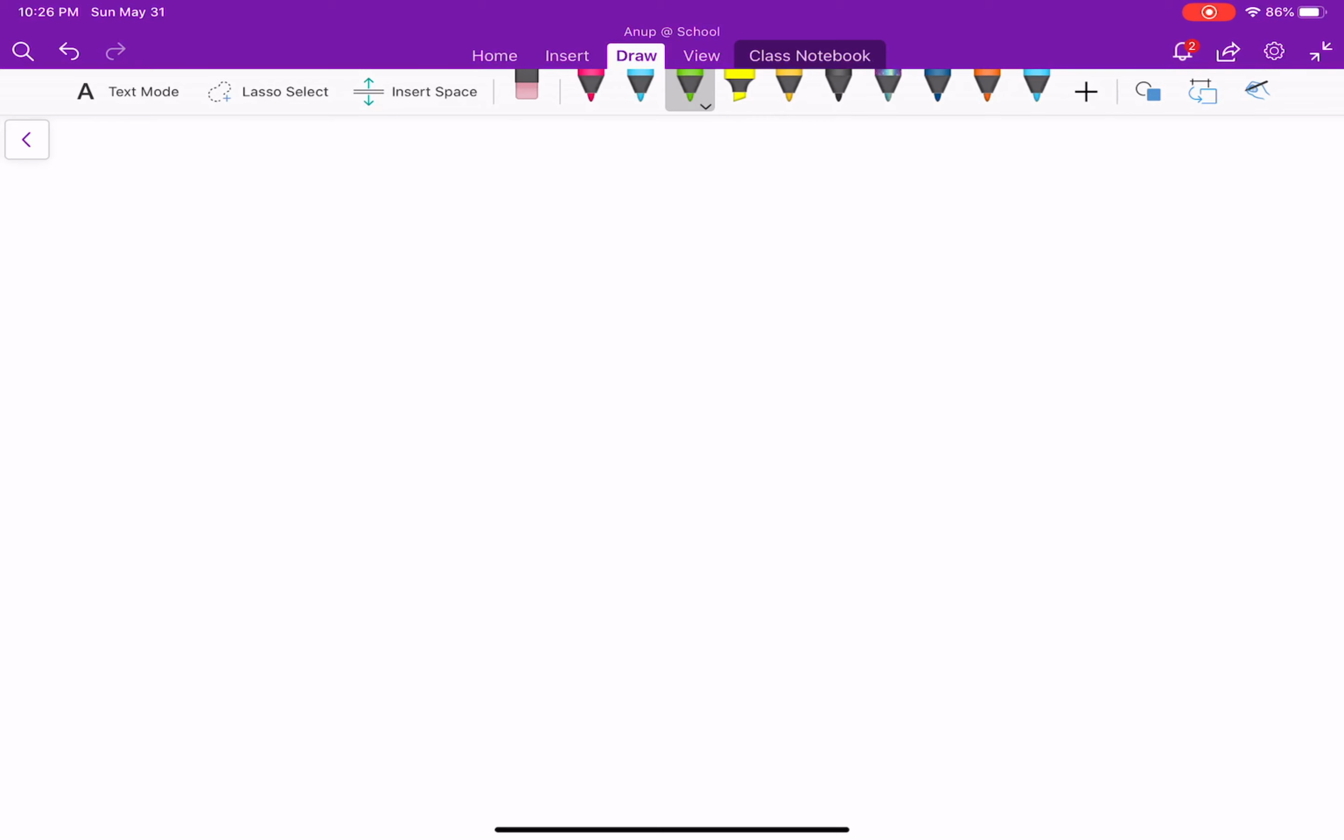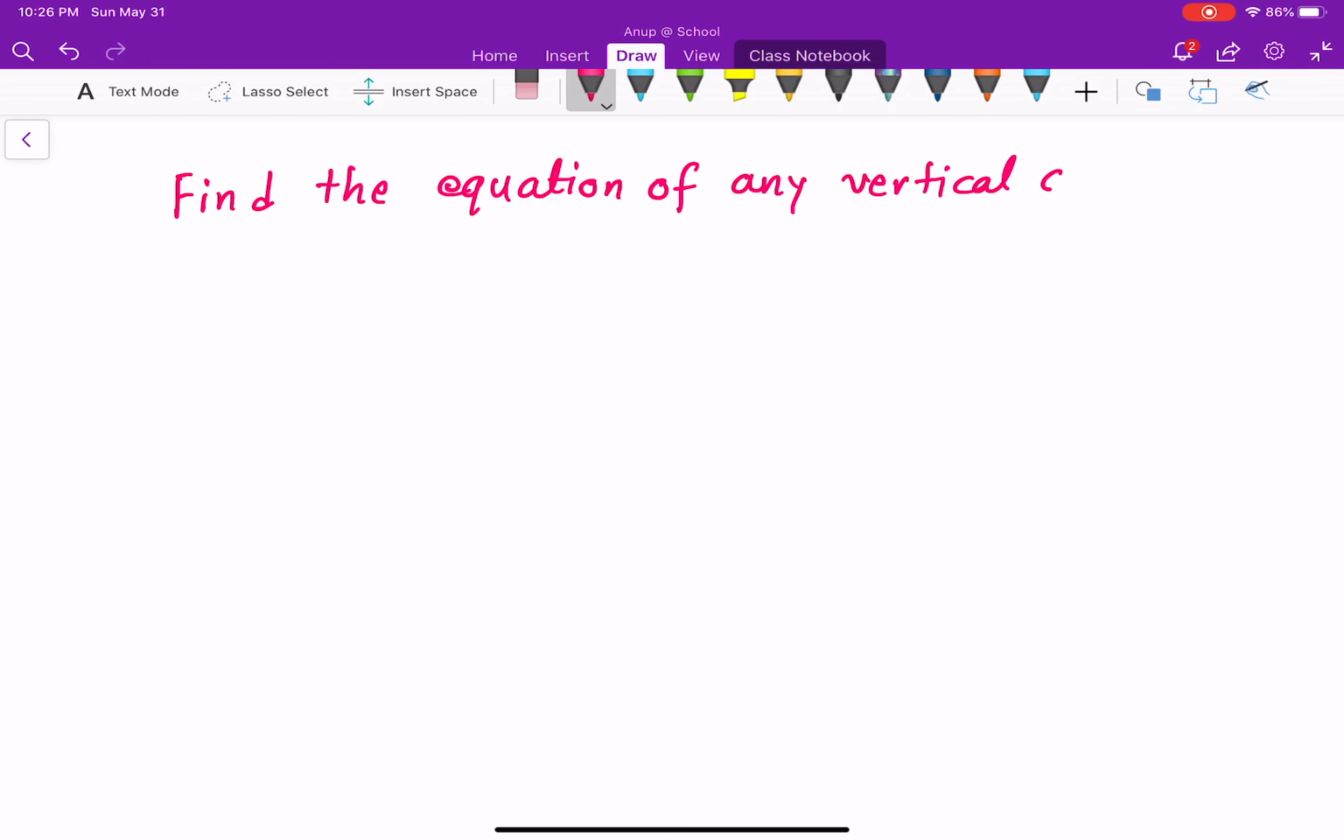now let's see how to find the equation of any vertical asymptote. And let me take one example. Let's say f of x is equal to x minus 3 over x plus 3. So how do we find the equation of any vertical asymptote that this rational function may have?